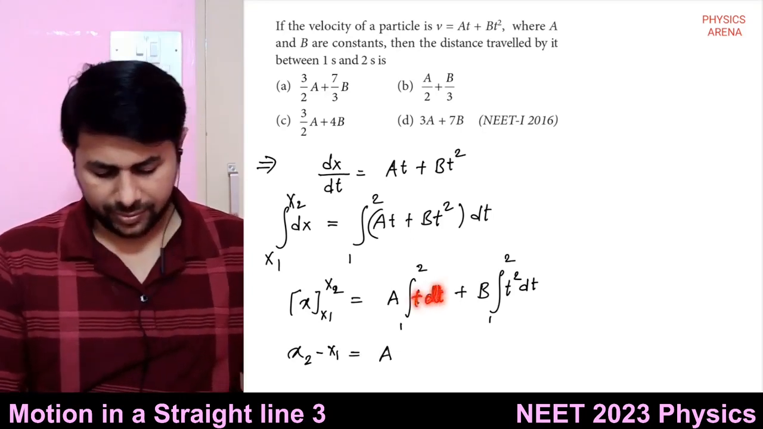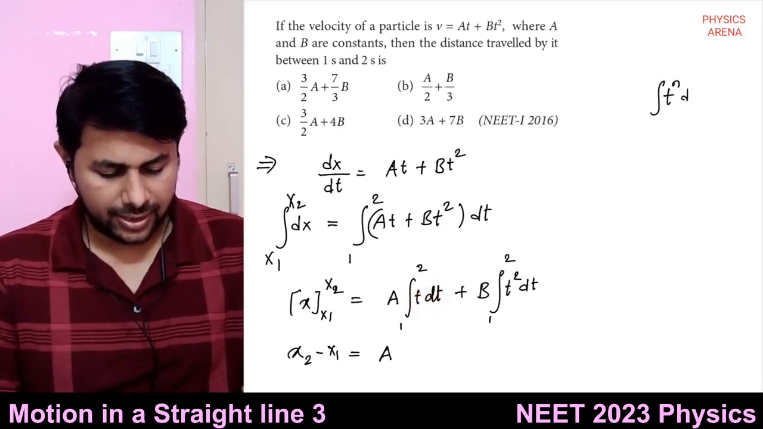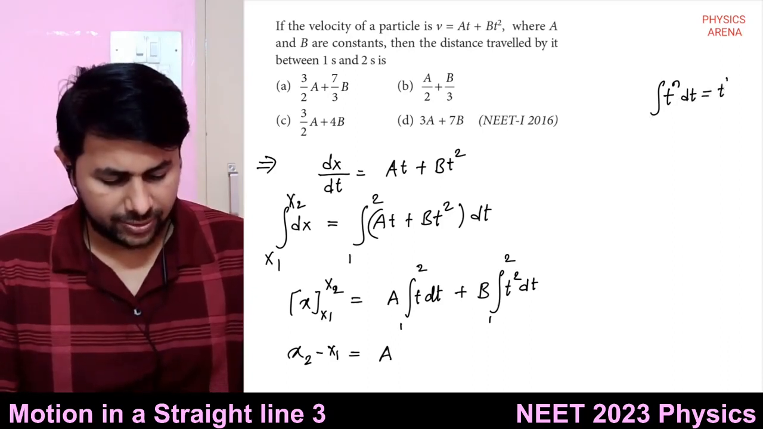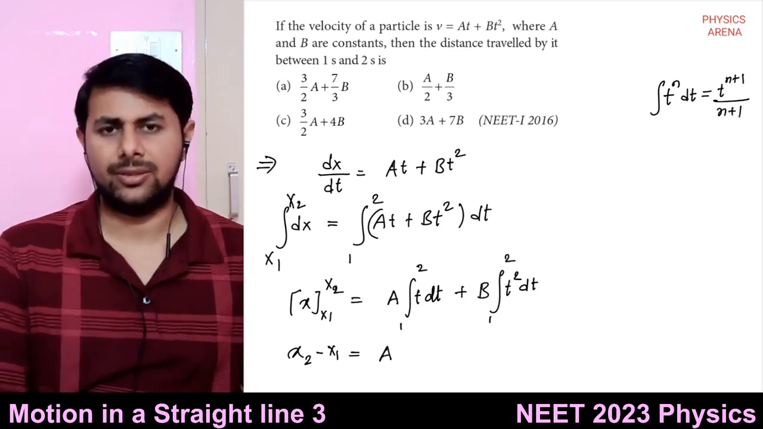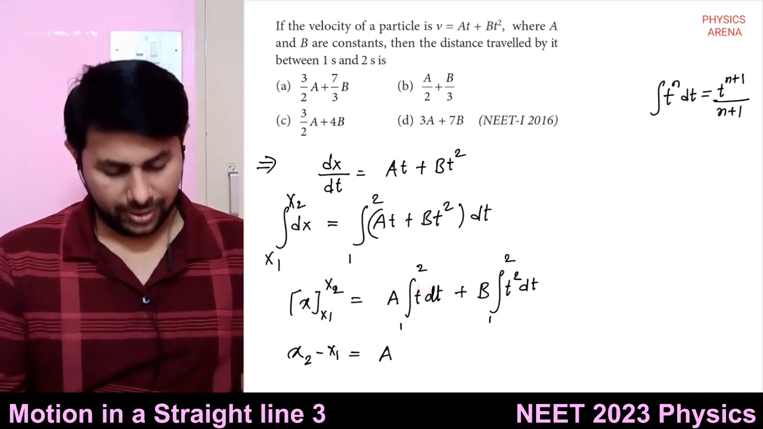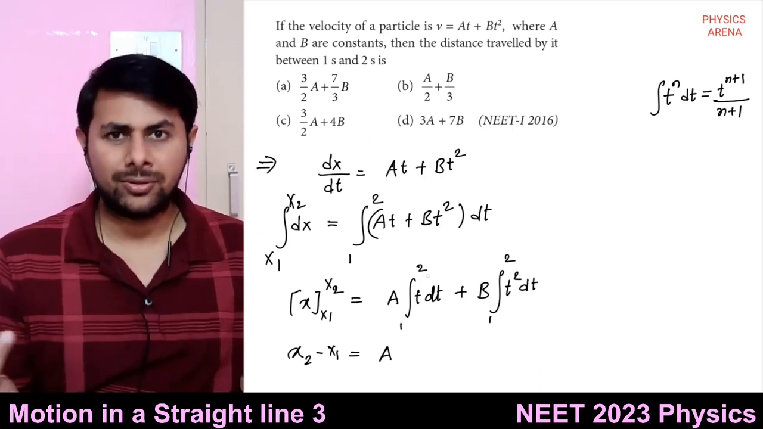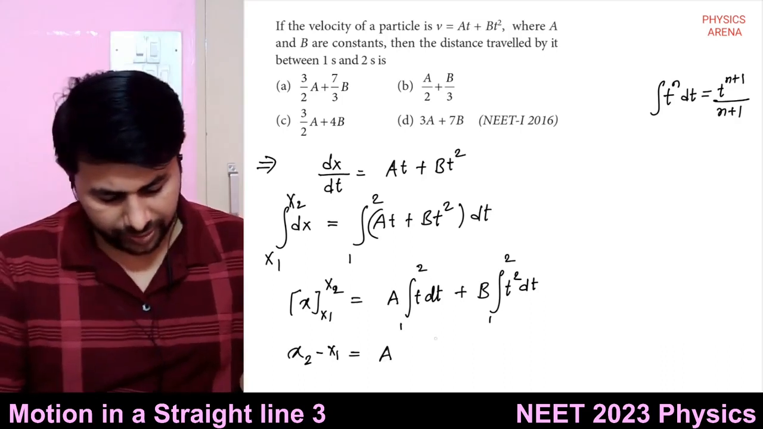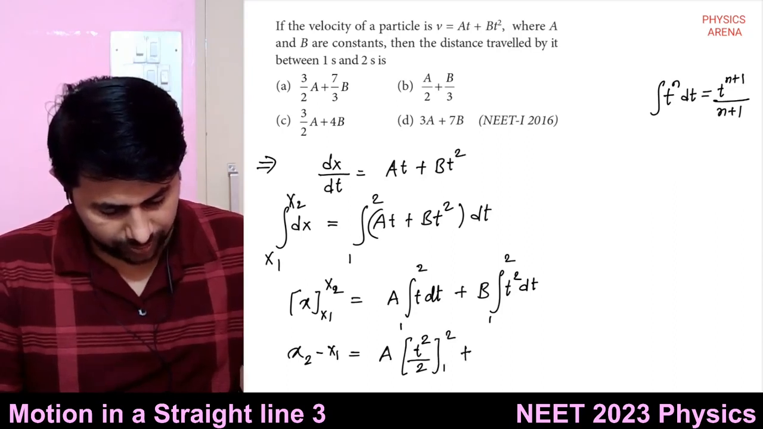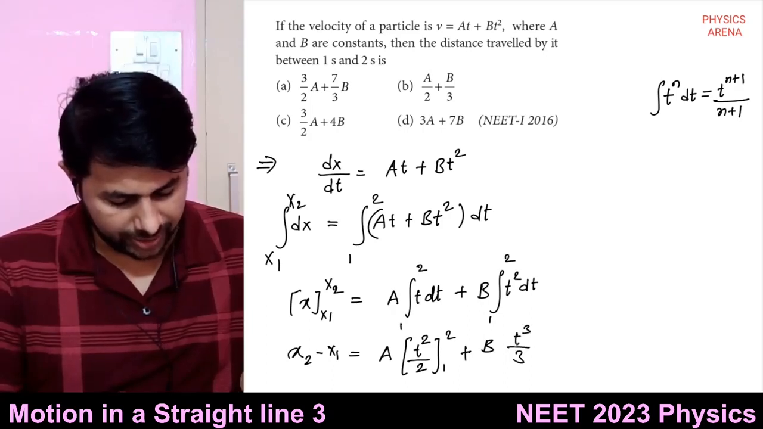So we have this formula: the integral of t raised to n dt, from some limits, is equal to t raised to n plus 1 divided by n plus 1. Here n is equal to 1, because it is t, which is t raised to 1. So its integral will be t raised to 2 divided by 2, t raised to 1 plus 1 divided by 1 plus 1. So t raised to 2 divided by 2 from 1 to 2, plus here you have t raised to 2, whose integral will be t raised to 3 divided by 3.